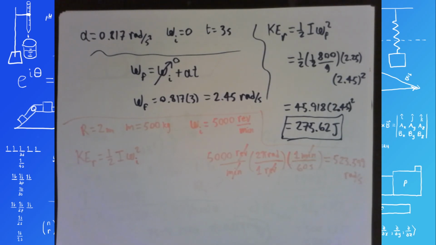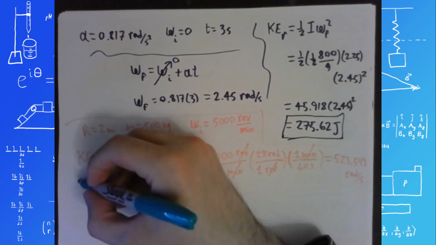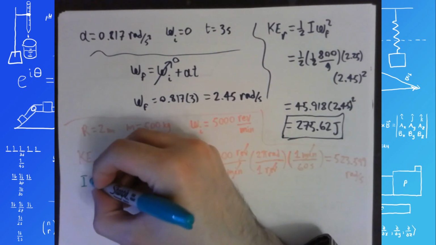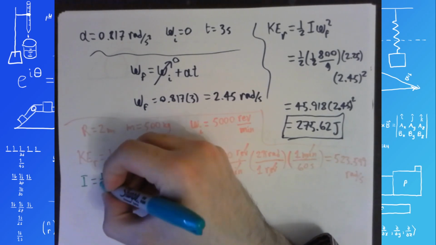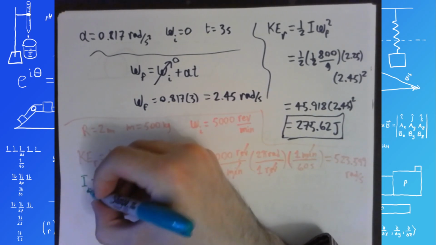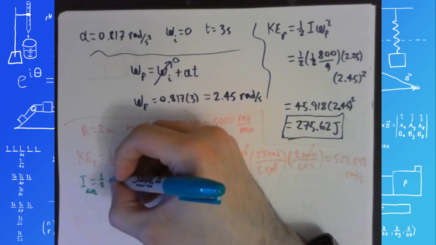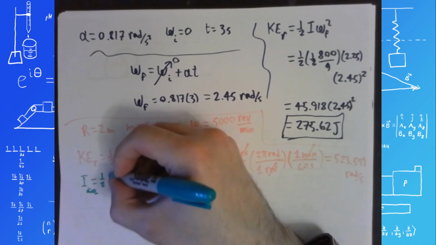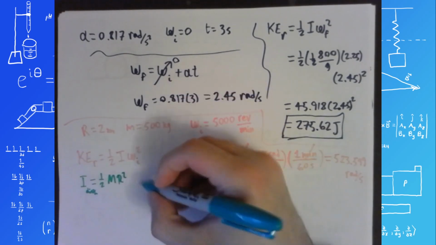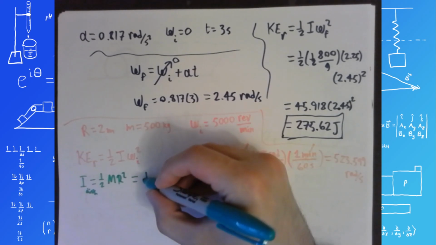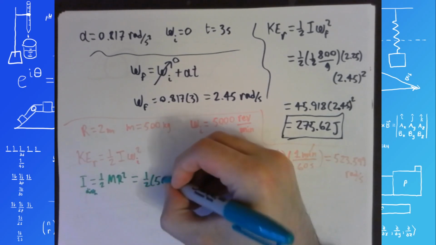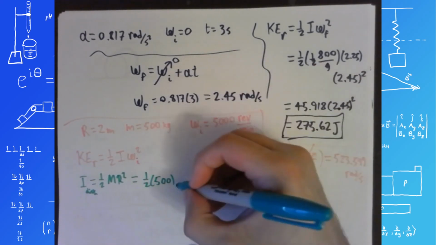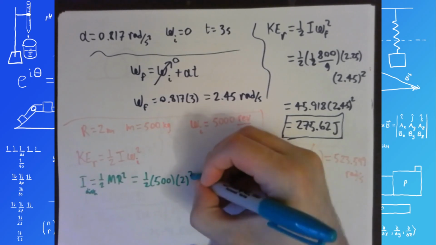I'm going to assume it's in the shape of a disk. What color do I want to use here? Let's go with green. So I of the flywheel is going to be 1/2 mr squared, so it's equal to 1/2 times 500 times the radius was 2 meters, so 2 squared.